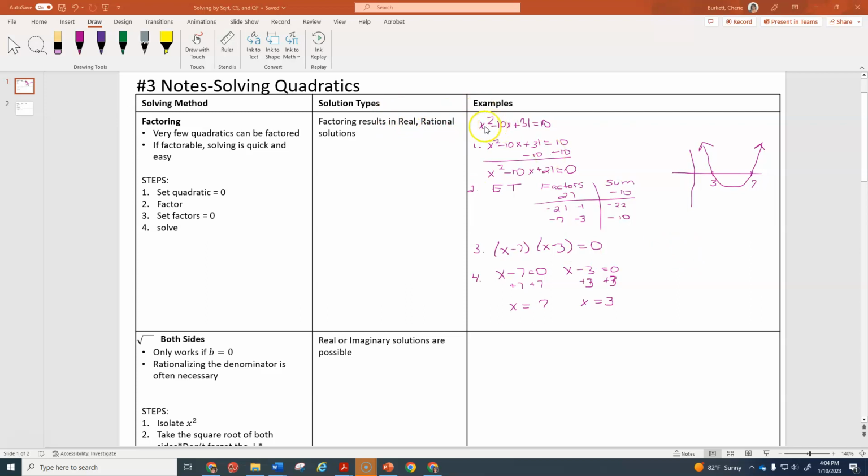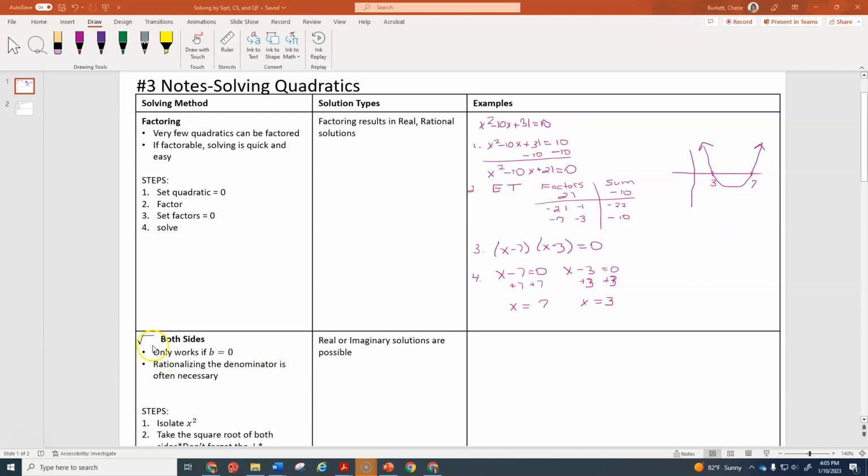If this had been an AC method problem, we would have gotten a fraction right here. I'll try to do one in class to help you practice solving using the AC method. But you will get x-intercepts. If it's factorable, you're going to get an x-intercept that's either a real number or a fraction, a rational number.